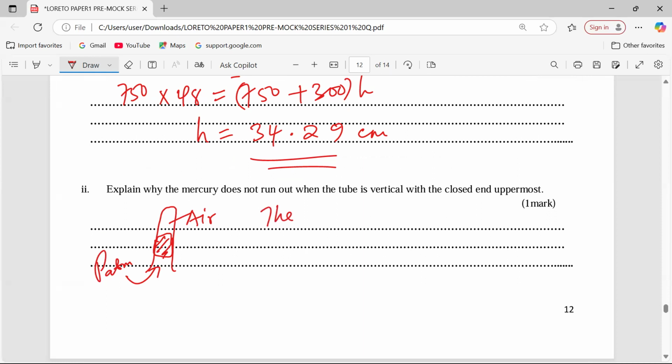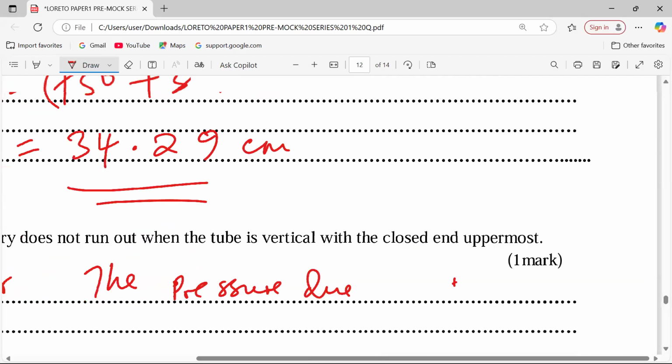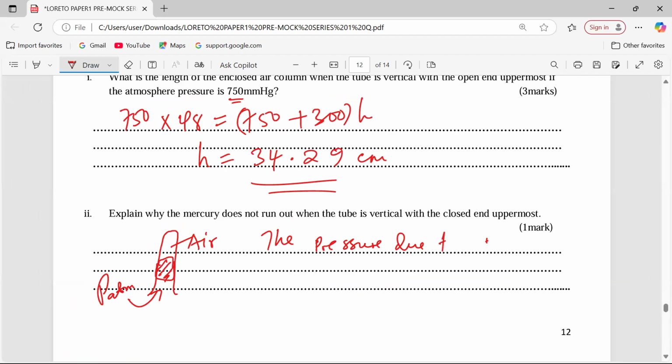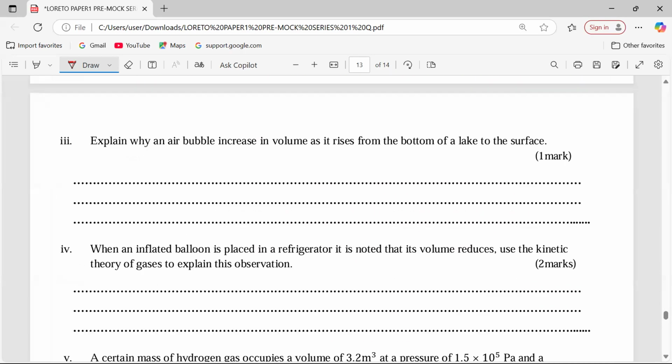This is because the pressure due to atmosphere is greater than both the air pressure in the tube and the pressure of the mercury in the tube. So the pressure of the air is acting downwards, the pressure of the mercury is acting downwards, but atmospheric pressure overcomes both of them.